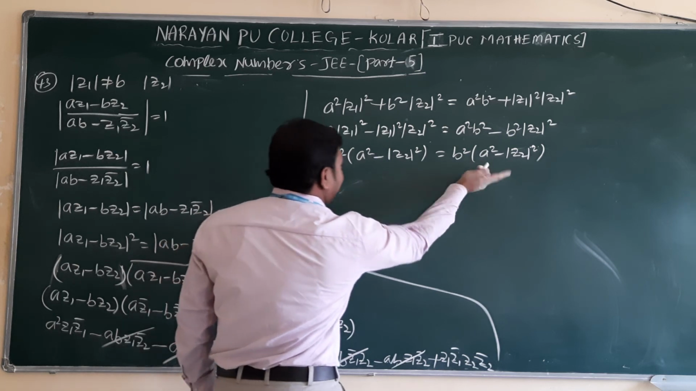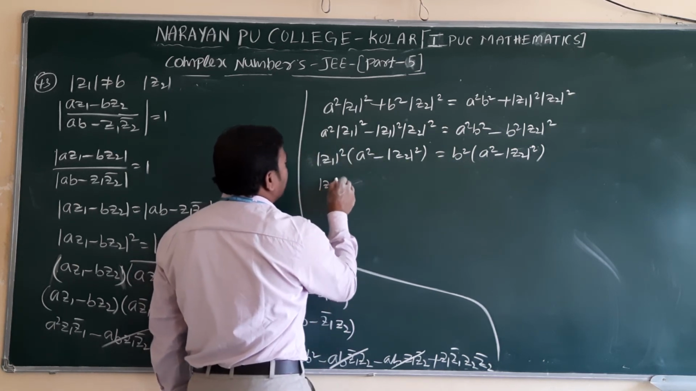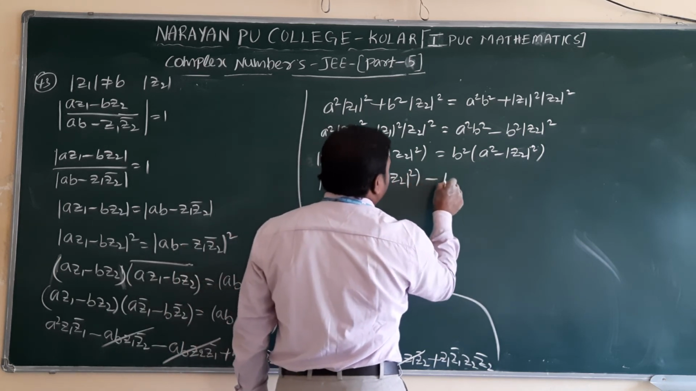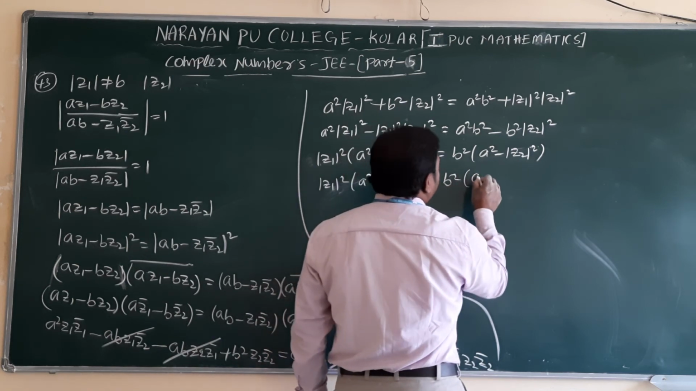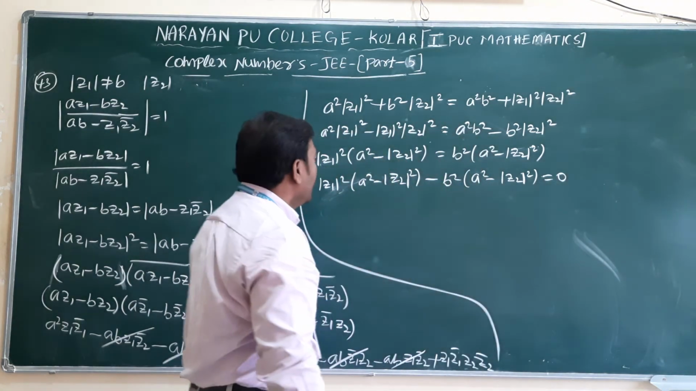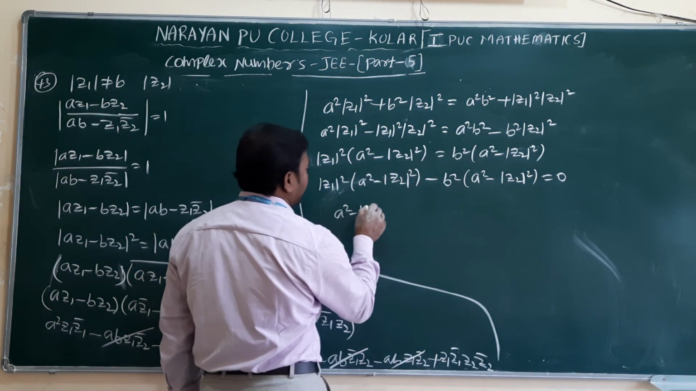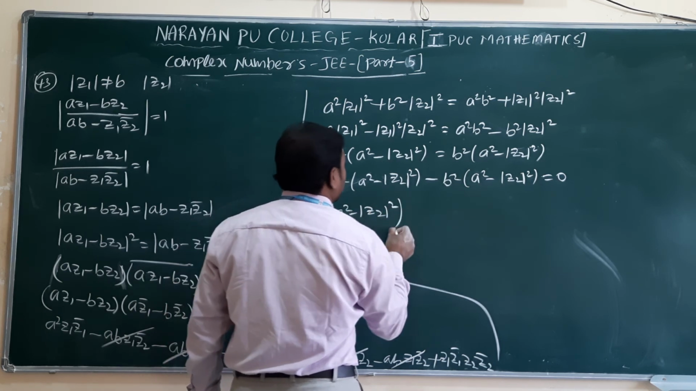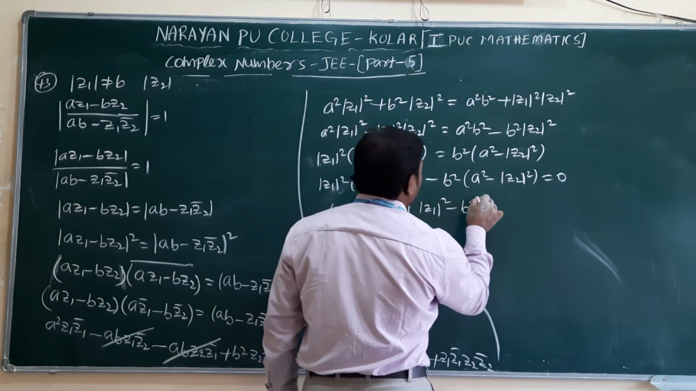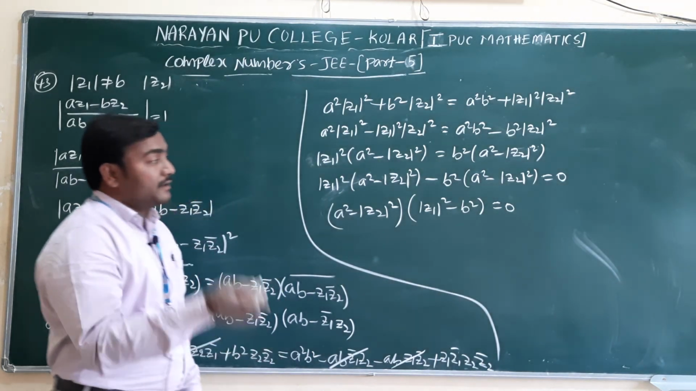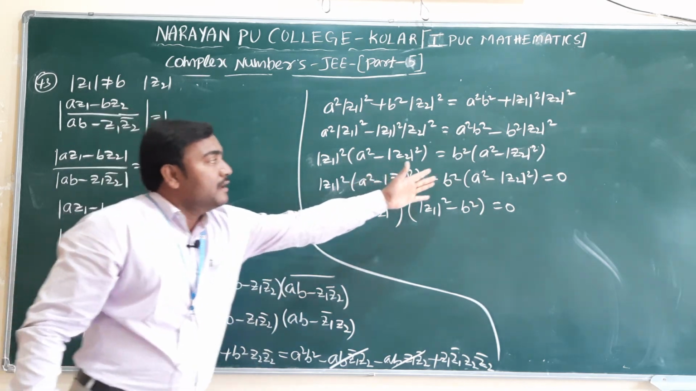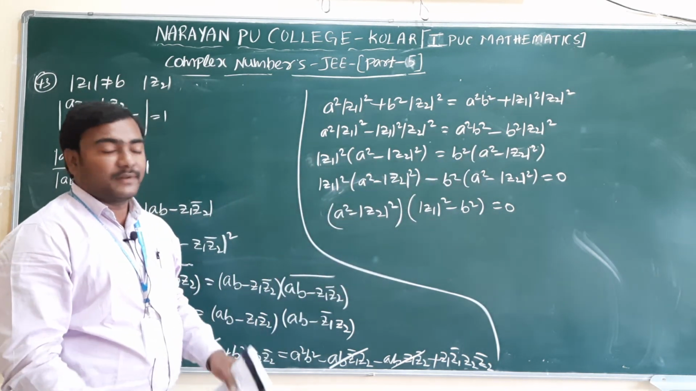Now here take this one to this side. So what we get: modulus of z1 whole squared into a squared minus modulus of z2 whole squared, minus b squared, a squared minus modulus of z2 whole squared is equal to 0. Now take common a squared minus modulus of z2 whole squared, into what remains here, modulus of z1 squared minus b squared, is equal to 0. We do not do it by that method, because we would cancel both and not get the modulus of z2 value. So we have to take RHS to the left hand side.